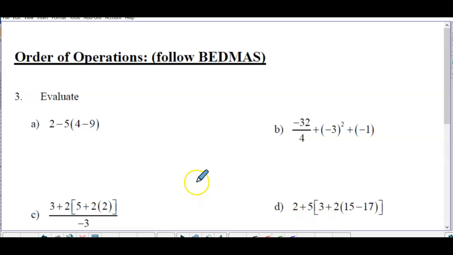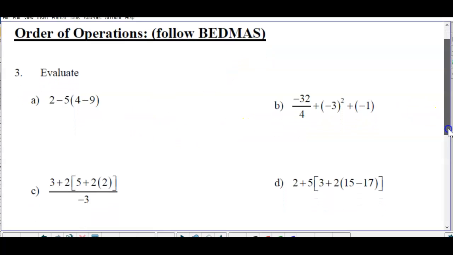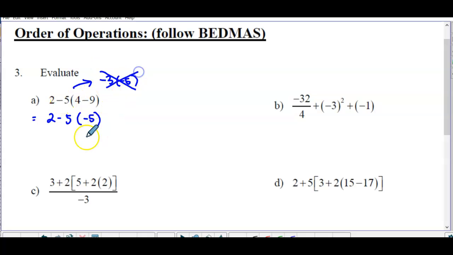So we've already reviewed order of operations. You can use BEDMAS to help, but now we'll just have ones that have more integers in them. So brackets first, so I copy everything out, and then 4 minus 9 is negative 5. So do not show me this as negative 3 times negative 5, right? You cannot subtract that first.